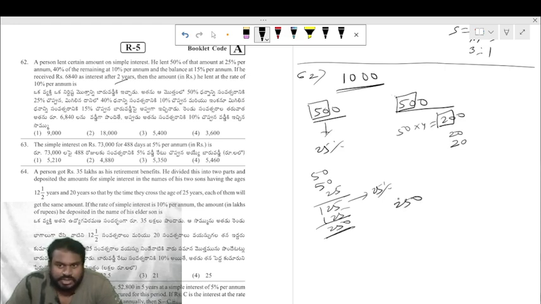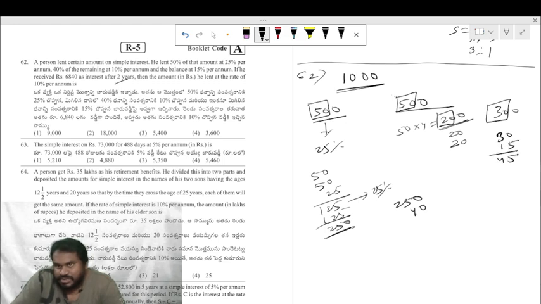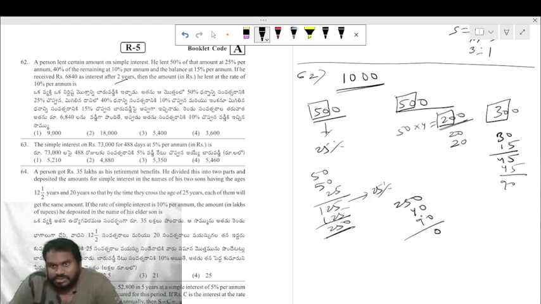So 250 for the first amount and 40 for the second amount, and 200 he has given now out of 500, so remaining is 300. The 300 is given at 15%, so 10% is 30, 5% is 15, so 45 he has given for 1 year. Then for 2 years, it would be 45, again one more 45, it is 90. So 90 you have to add here. How much is it becoming? 380. So 380 parts he is getting as interest.